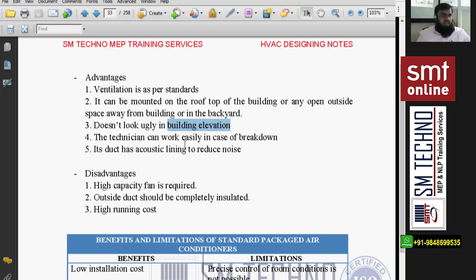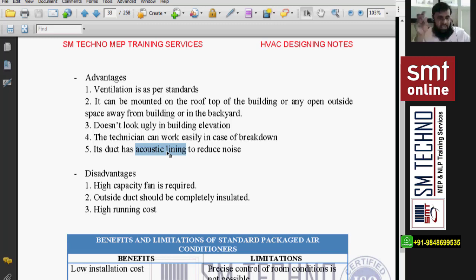Next, the technician can work easily in case of breakdown, because the unit is completely outside. They are not disturbing the internal space above the false ceiling. Next, the duct has acoustic lining to reduce noise. So what is acoustic lining? At present, just remember, acoustic lining means acoustic, related to sound, noise.